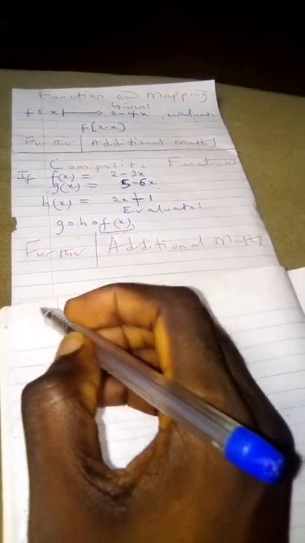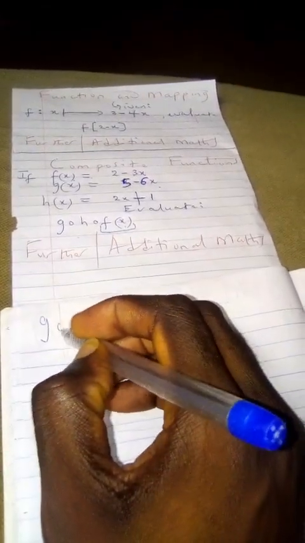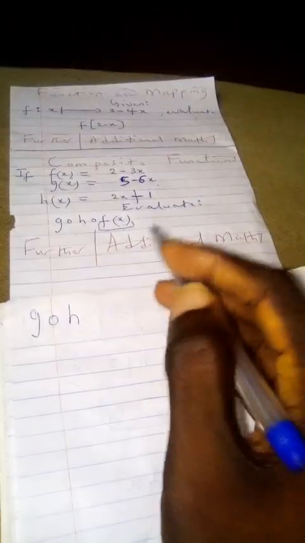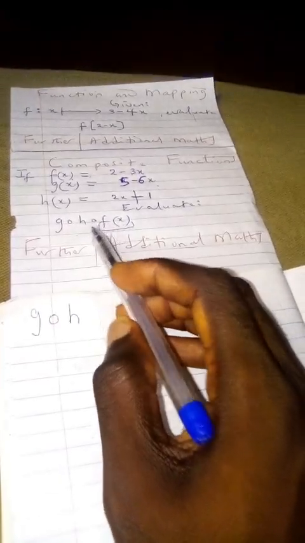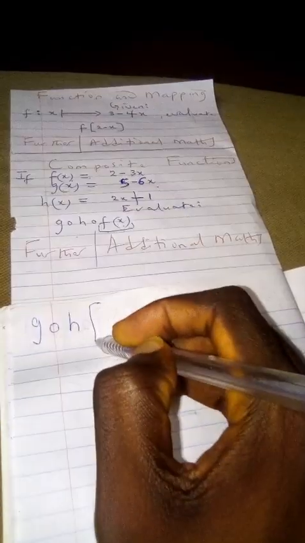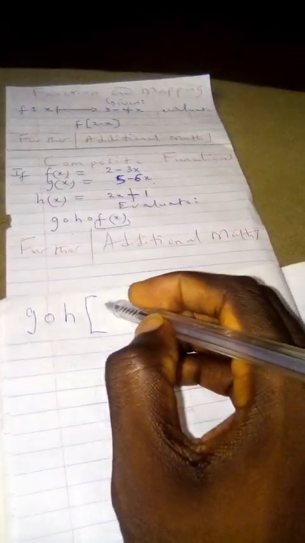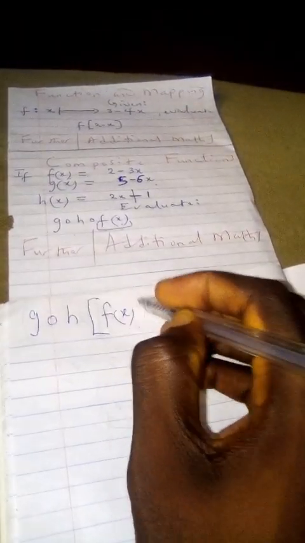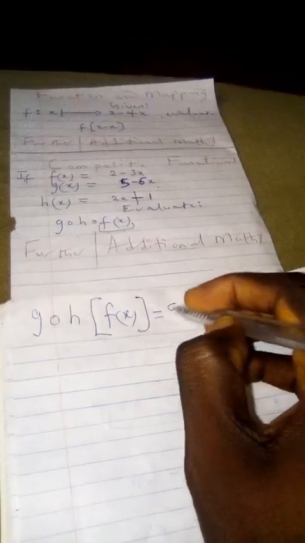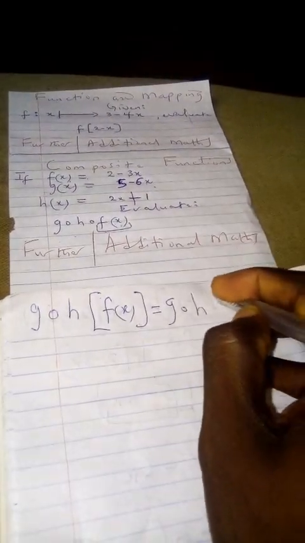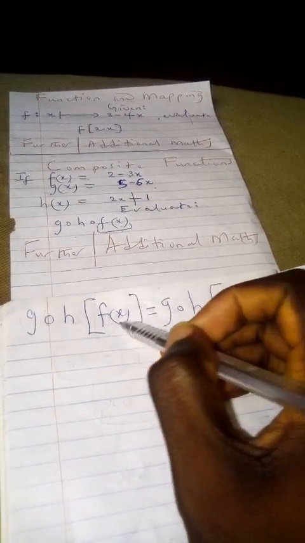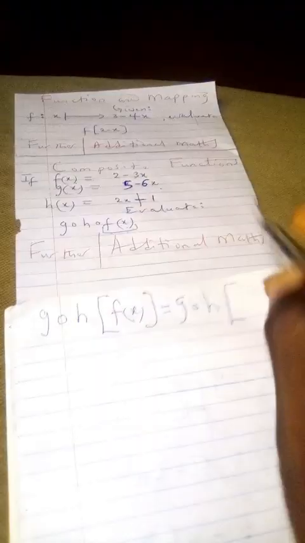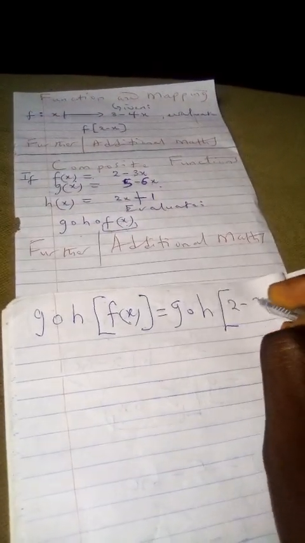So let me get a new paper. Okay, so to replace it now, I'm going to write g naught h. Now, instead of writing this naught here, I'm going to open a bracket. So this f of x will go inside, like this. Can you see it? The next step is I'll write this as g naught h. Now, instead of f of x, I'm going to write what is here. Because f of x is 2 minus 3x, I'm going to write 2 minus 3x.